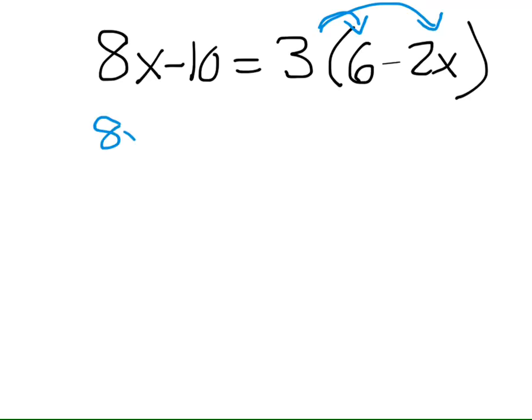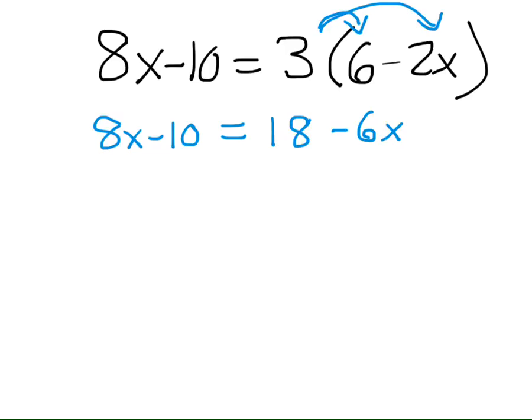So the left side stayed the same. I'm just going to rewrite it. 3 times 6 is 18. I treat it as 3 times negative 2x is negative 6x, or minus 6x. I'm always looking to see if there's any like terms on both sides of the equal sign that I can combine first. And in this case, there's not. So I'm just going to try to get the variables together.